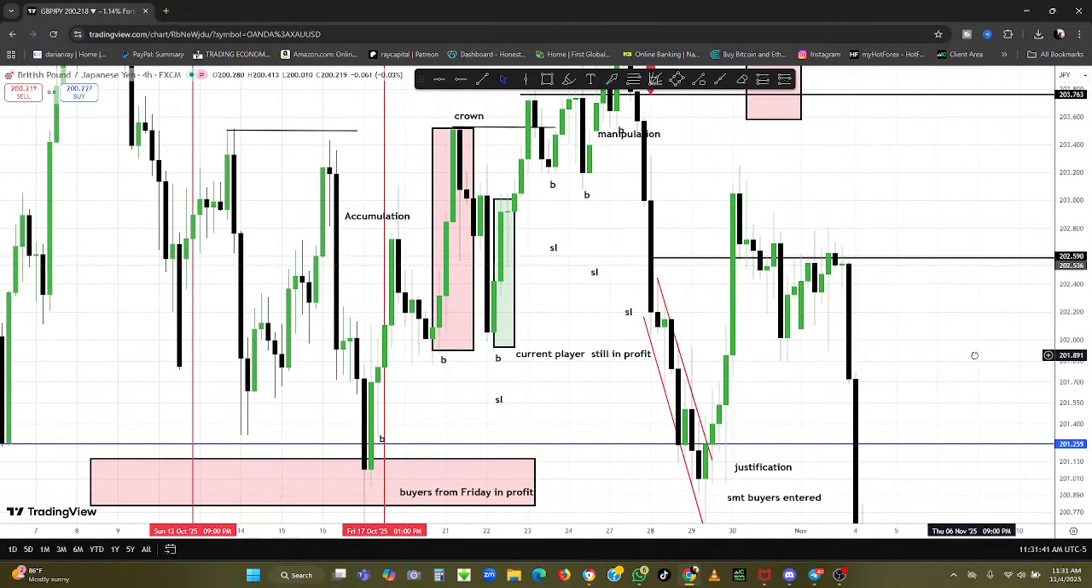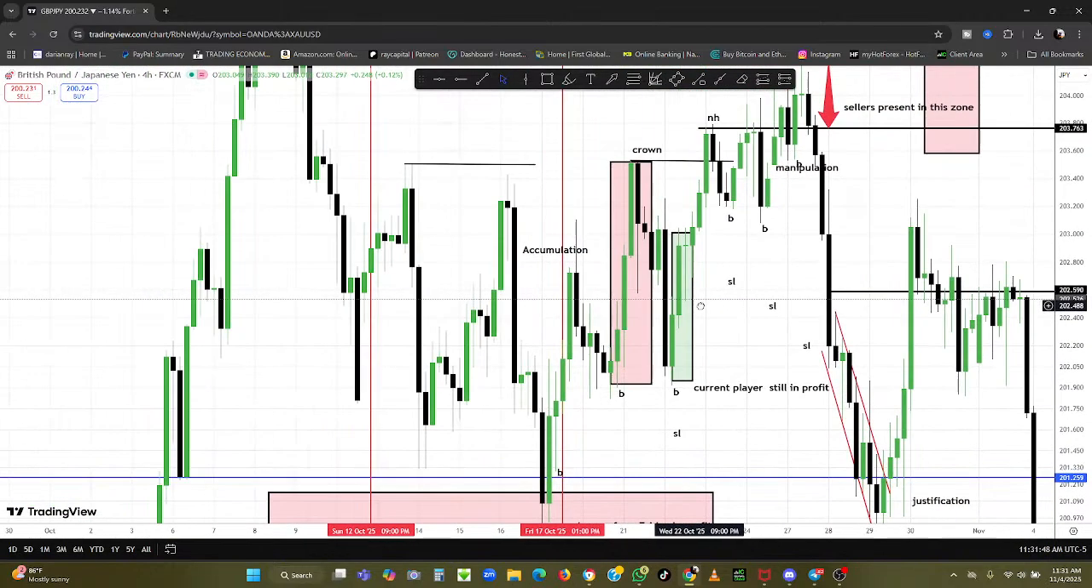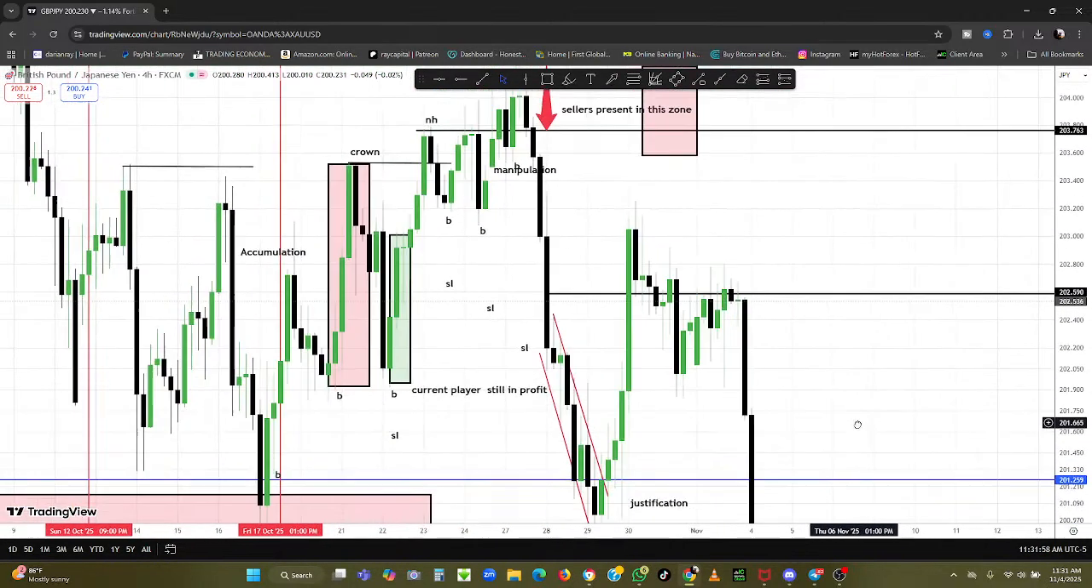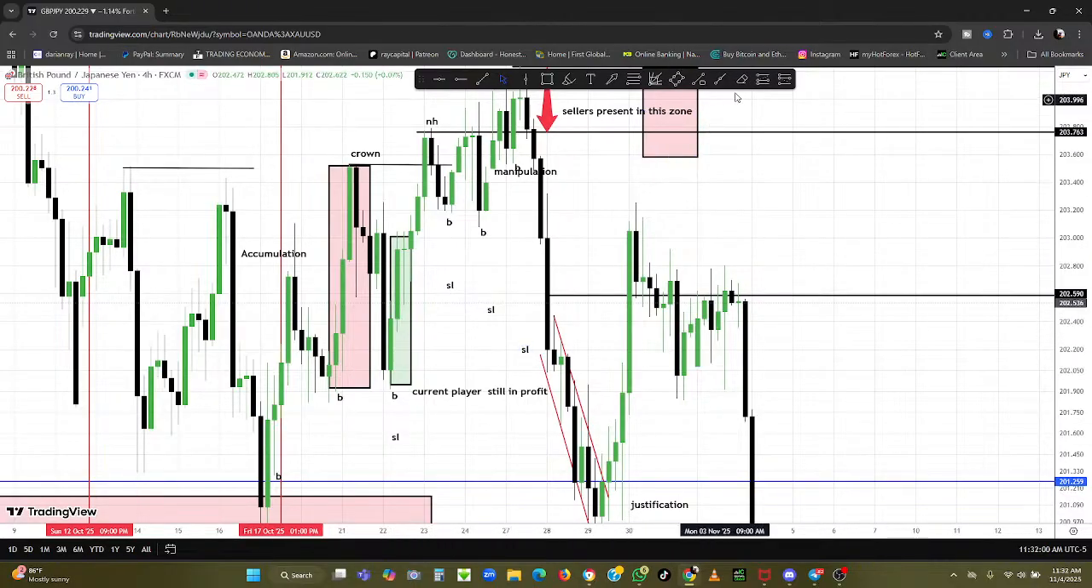All right, I did this video earlier where I was explaining the AMD model. I start out with the accumulation, the manipulation. The sellers went into the zone. I started out where the different stop losses are and the subsequent move. But as I said, I'm going to clean up the chart just a bit and focus on the current era.